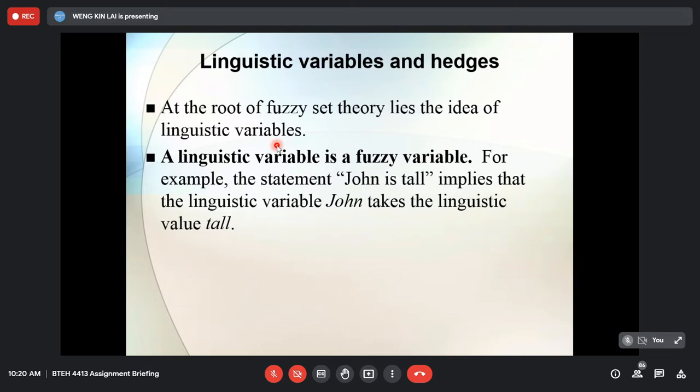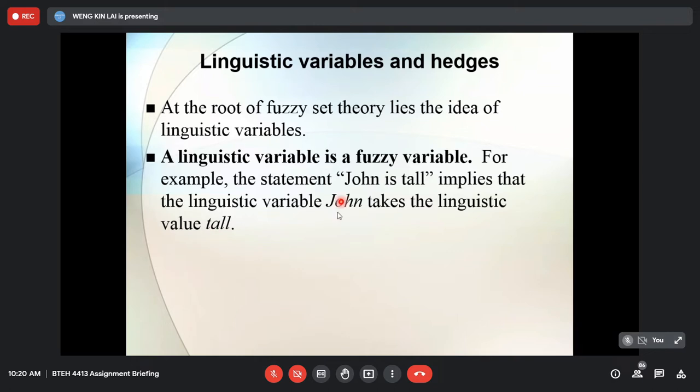Let's continue. What is a linguistic variable? A linguistic variable is a fuzzy variable in the context of your fuzzy logic systems. For example, the statement John is tall. All of us can understand that John is tall implies that the linguistic variable John takes the linguistic value of tall.